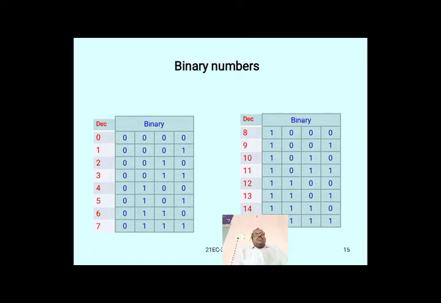Now the decimal digit 0 we can represent as 0 only, but in 4-bit form it is 0 0 0 0. For 1, 0 0 0 1. For 2, 0 0 1 0. For 3, 0 0 1 1. For 4, 0 1 0 0. For 5, 0 1 0 1. For 6, 0 1 1 0. For 7, 0 1 1 1.